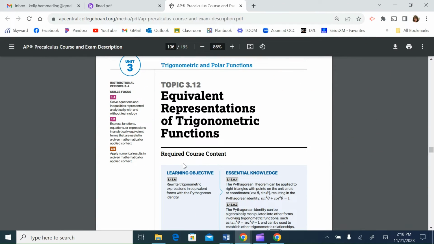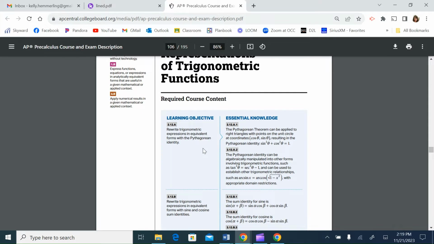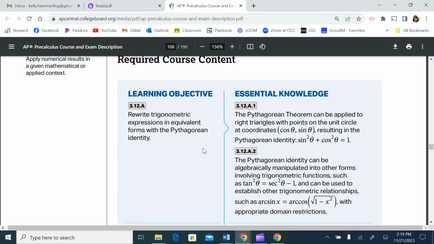We're going to start with the CED. As with pretty much everything in AP Precalculus, we refer to the CED for our source document. And in topic 312, you see equivalent representations of trig functions. This is where all of the trig identities that students need to know for the AP exam are listed. So in 312A1, it lists the Pythagorean identity. And then in A2, it lists manipulations of the Pythagorean identity that can result in other trigonometric relationships.